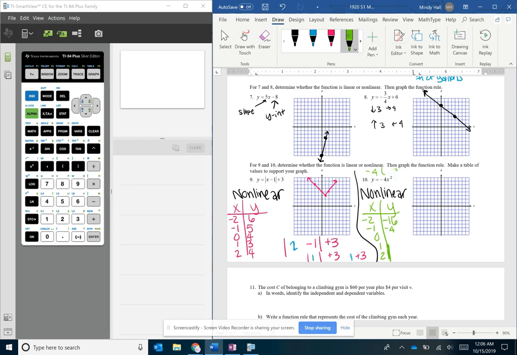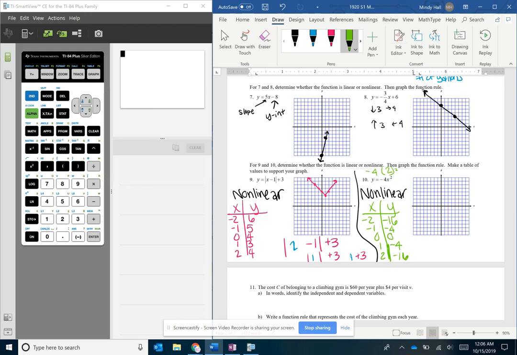Then we plug in 0. 0 squared is 0, times -4 is still 0. If we plug in 1, 1 squared times -4 is -4. And if we plug in 2, 2 squared is 4, times -4 is -16.